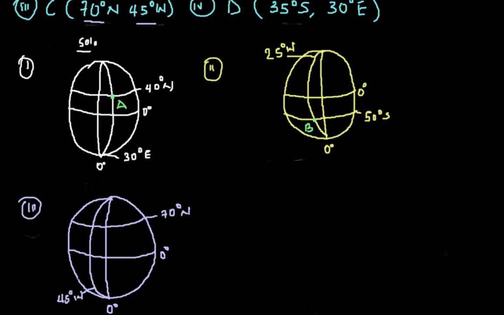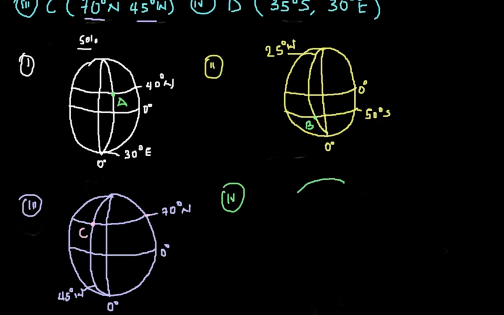The point where they meet would be point C. So we have this point, which is the point where 45 degrees west meets with 70 degrees north. We have point C. I hope you understand. Now let's take the last question, which is IV.